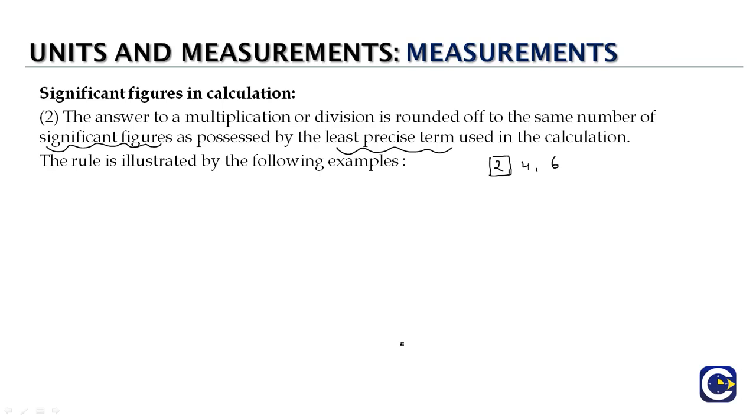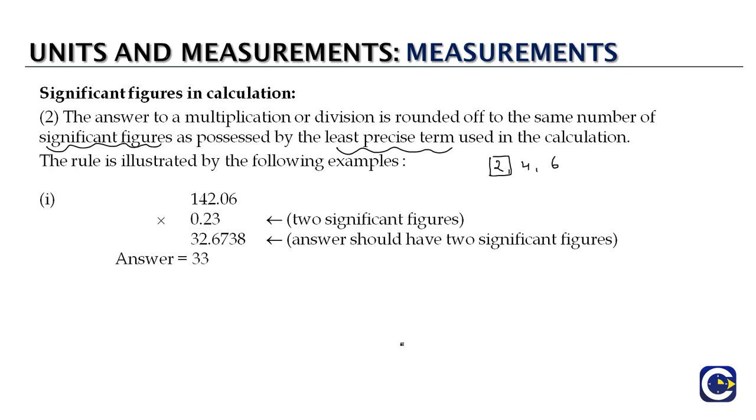Let us look at it with an example. If I have 142.06 to be multiplied with 0.23. In this case also there is not going to be any rounding off before we do the calculation. So when we simply multiply the given numbers, we get the result 32.6738.